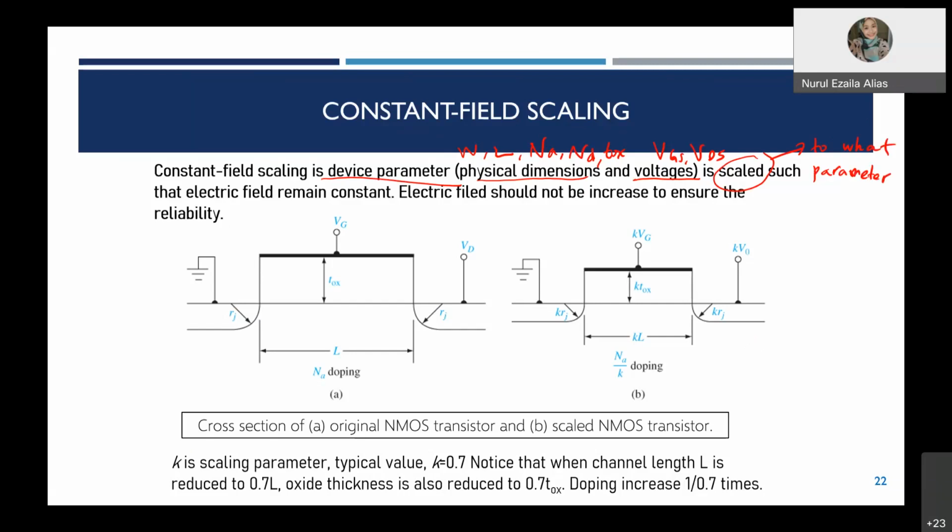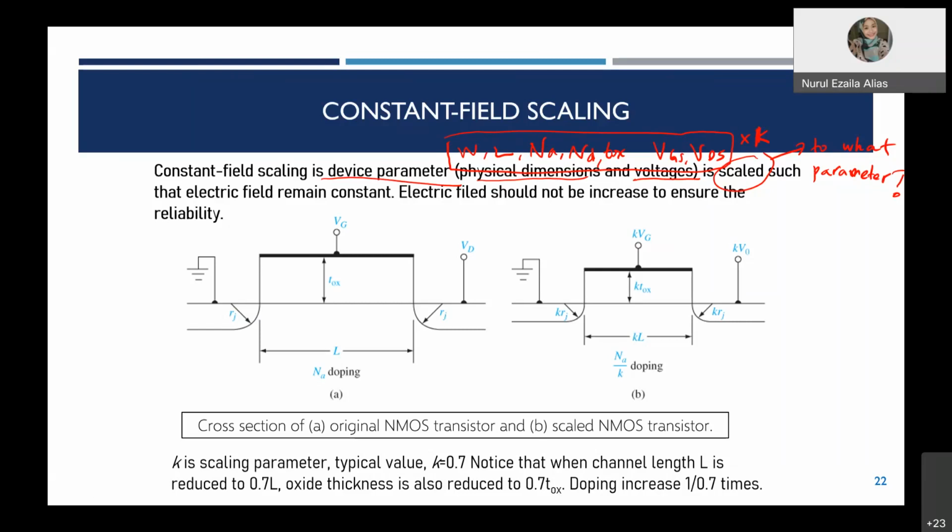So this parameter introduces the K parameter. Although you multiply all these parameters, for example, by the K value. However, when you multiply in constant field scaling, the electric field must remain constant. Whatever you apply to the device parameters with the K value, we have to make sure the electric field remains constant. The electric field should not be increased or decreased, to ensure the reliability of the MOSFET.